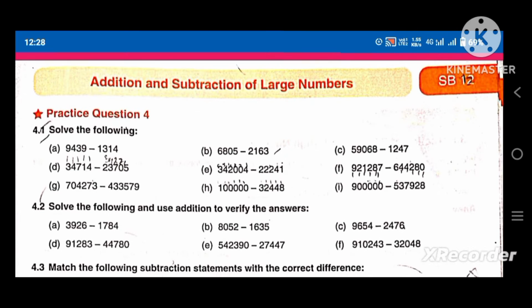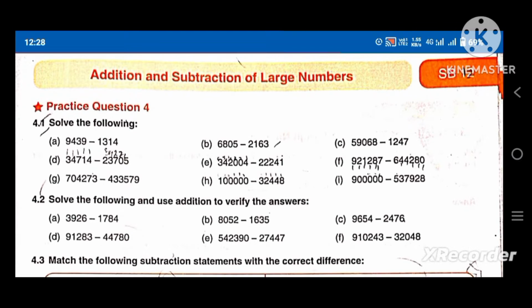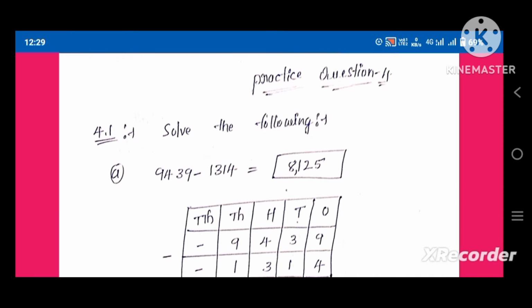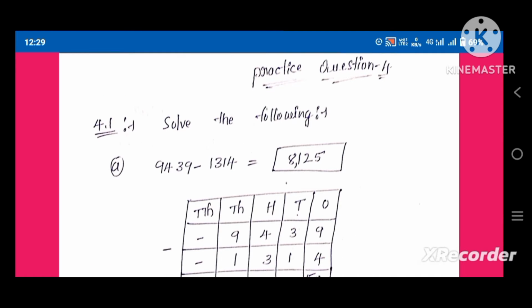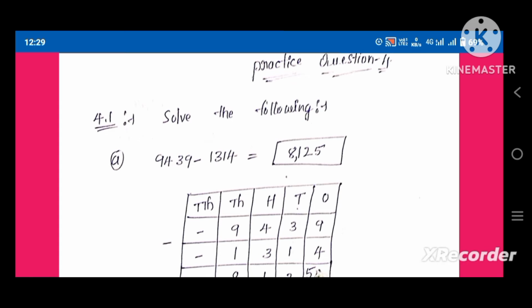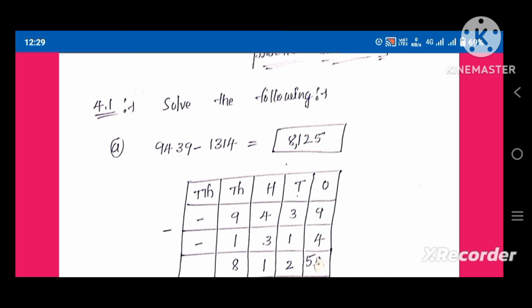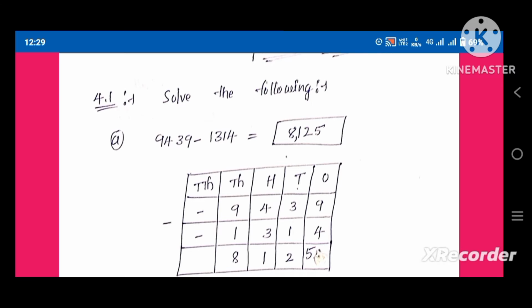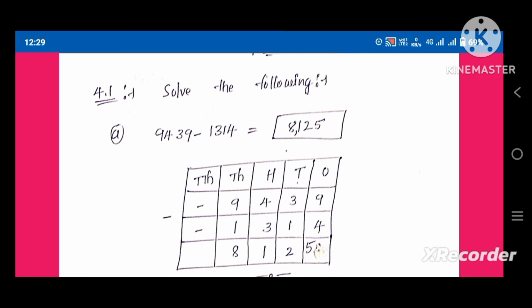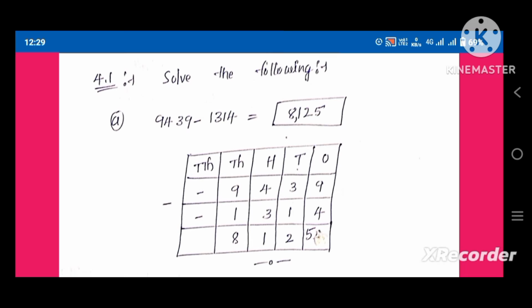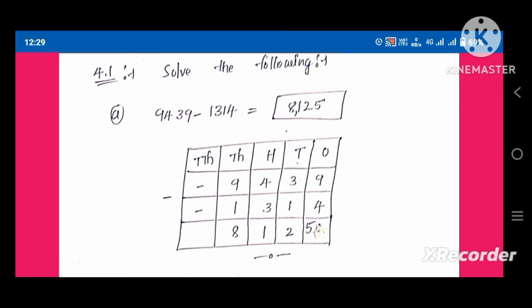Addition and subtraction of large numbers SB-12. Practice question number 4, 4.1. Solve the following. A. 9,439 minus 1,314 is equal to 8,125.